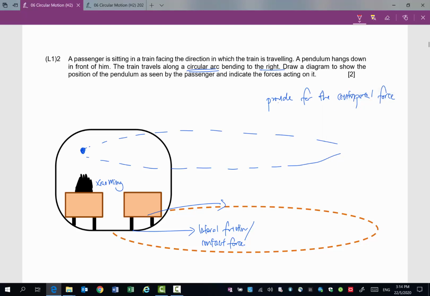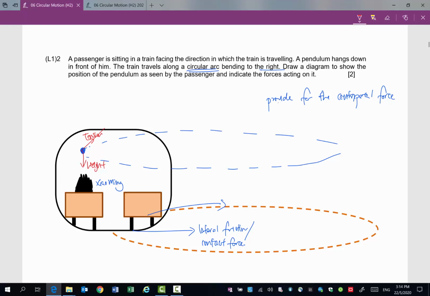So we need to draw a diagram to show the forces as well as the position of the pendulum seen by Xiaoming. So let us understand, there must be weight acting on the pendulum. But weight is pointing vertically downward. There is no way weight can be providing the centripetal force. So the only possibility of a force that can provide the centripetal force must be some form of tension.